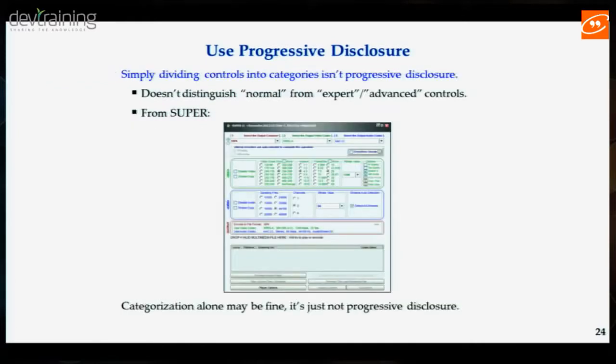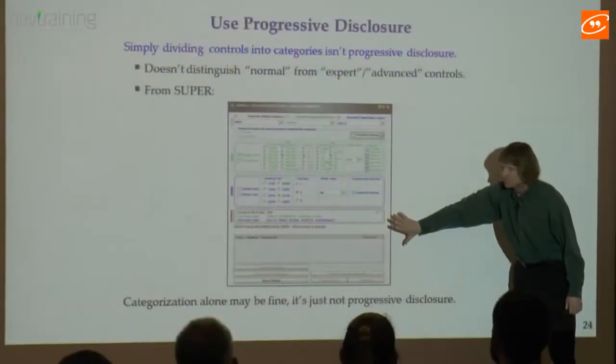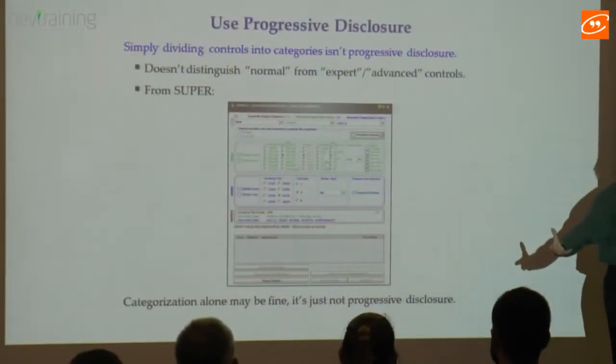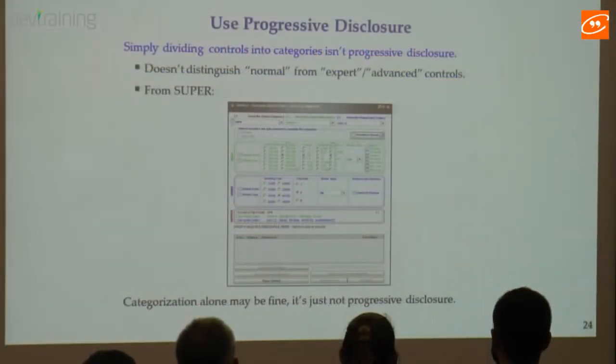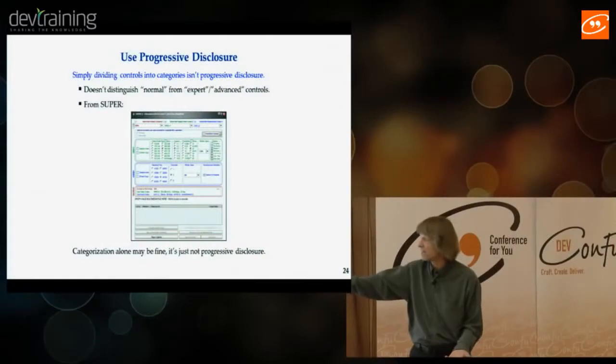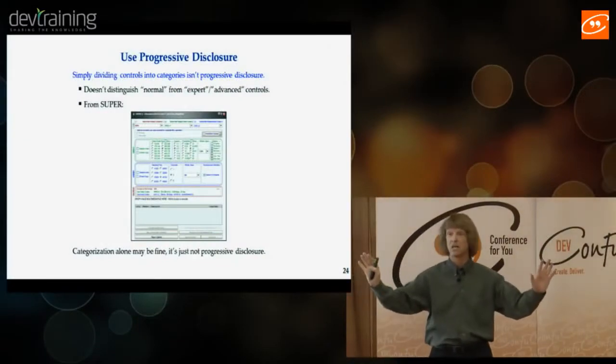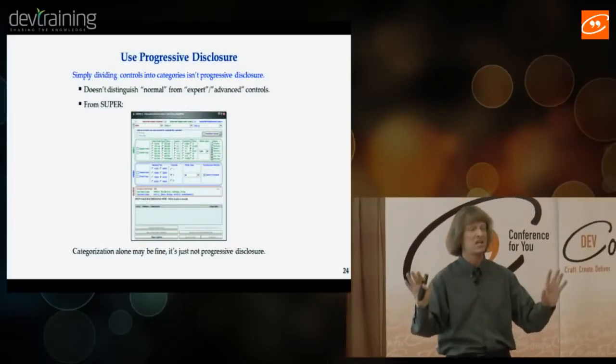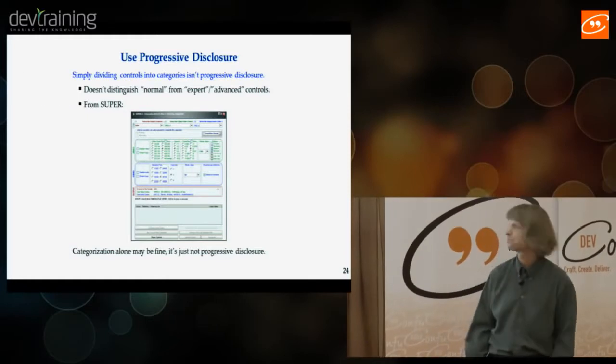I want to point out that progressive disclosure is not the same as just categorizing things. This is an interface from a video editing program called Super. You can see things are nicely categorized, but it doesn't change the fact every choice you might conceivably want is sitting right there on that one dialog. If you are an expert, that's great. If you are not an expert, that is less great. Now, there's nothing wrong with categorization. The whole idea of dividing things and using color coding, that's a great idea. That helps people, but it's not the same as progressive disclosure.